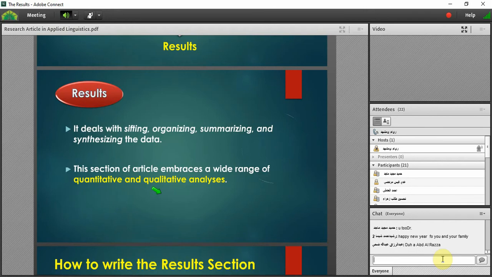So based on your approach to data analysis, the results section is different. If your approach is quantitative, it's mainly numerical. You have a lot of numerical representations, tables, diagrams, okay? But if your approach is qualitative, you may have more text rather than numerical representations, okay? So far so good. Are you following me, everybody? My dear students, okay, yes.